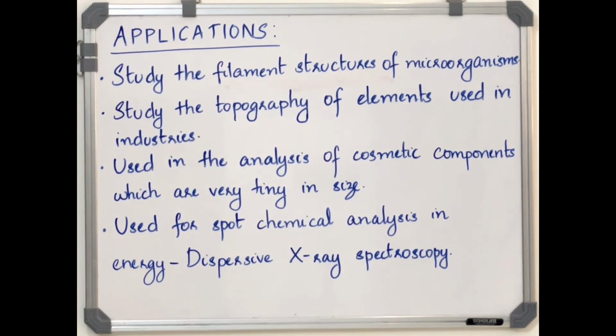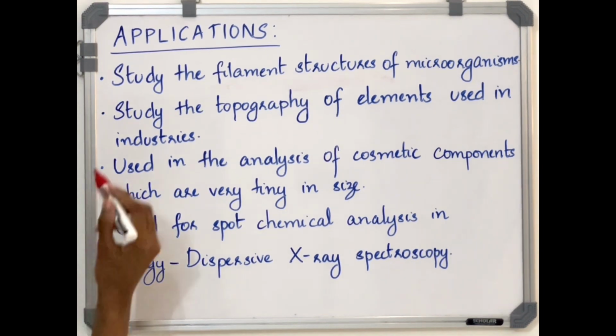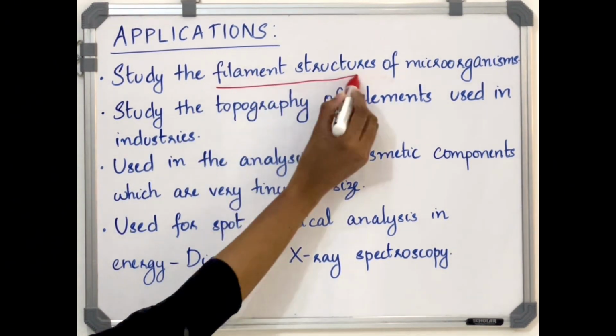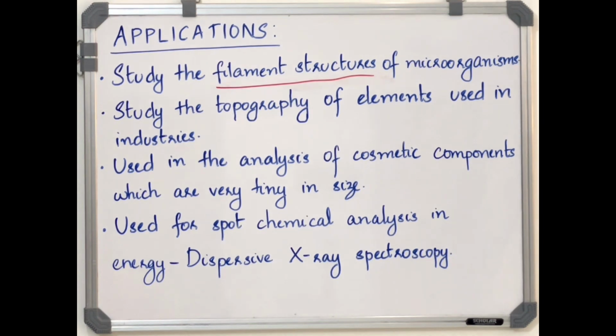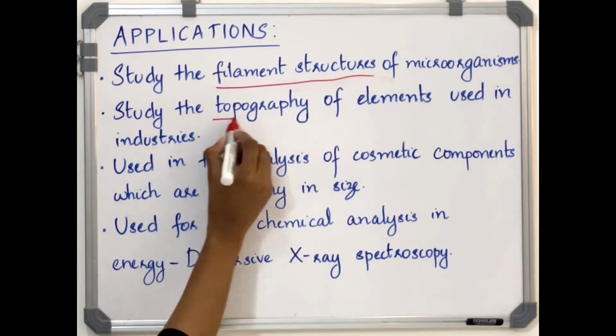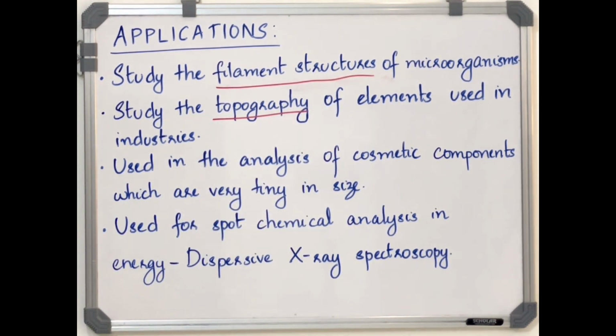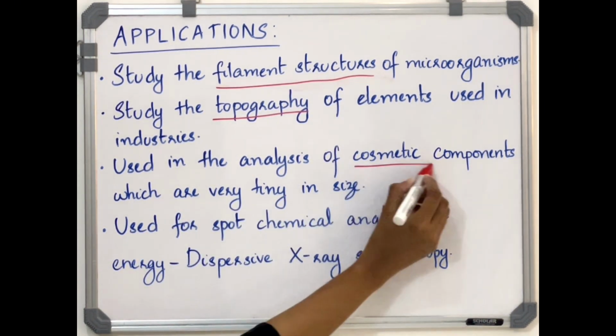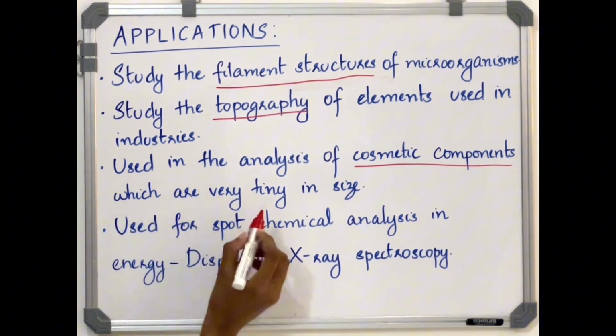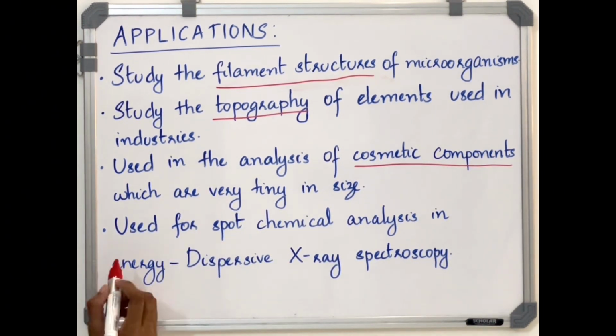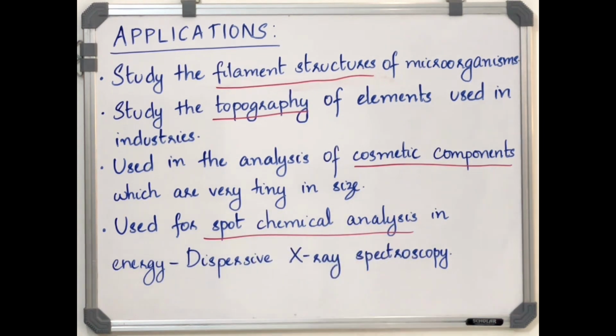Applications of the scanning electron microscope. SEM is used to study the filament structures of microorganisms. It is also used to study the topography of elements used in industries. Then it is used in the analysis of cosmetic components, which are very tiny in size. It is also used for spot chemical analysis in energy dispersive X-ray spectroscopy. These are the applications of SEM. So this is all about the scanning electron microscope.